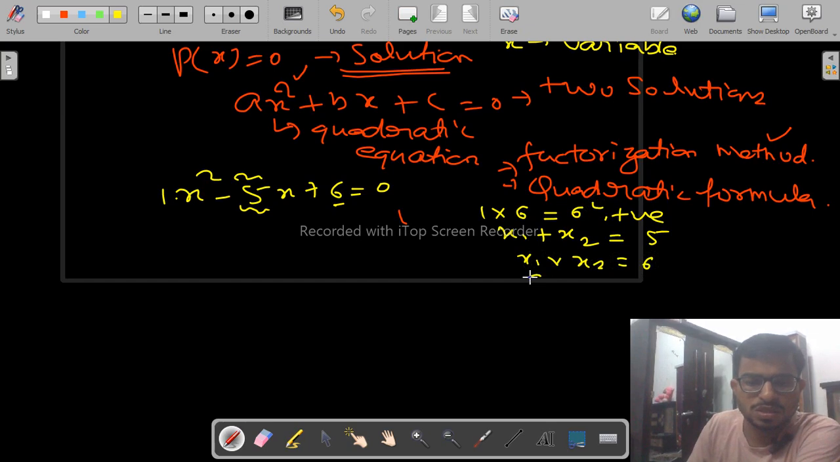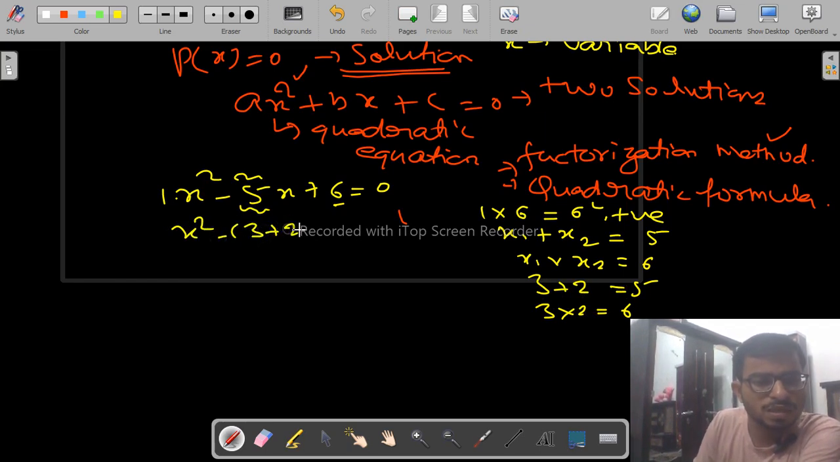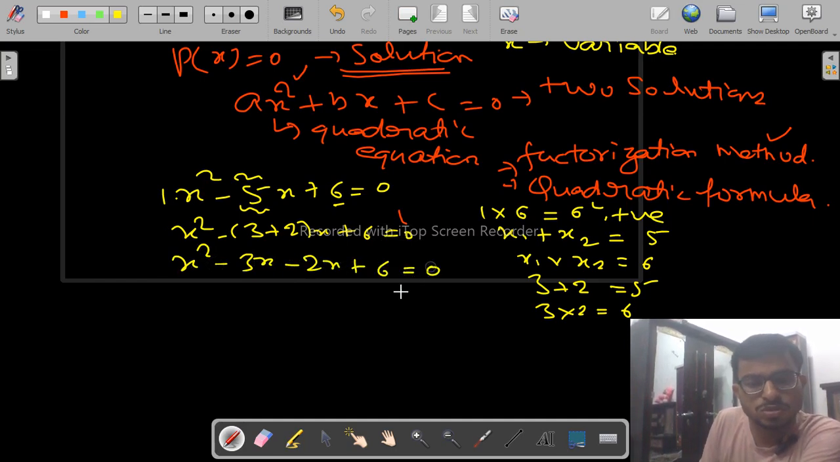Obviously these numbers are 3 and 2. We can see 3 plus 2 is 5 and 3 into 2 is 6. It means this 5 can be split as 3 plus 2. So x square, and in place of 5 we can write 3 plus 2, times x, plus 6 equals 0. When you open the bracket, this becomes x square minus 3x minus 2x plus 6 equal to 0. This is called the factorization method, by which we can find the solution of a quadratic equation.